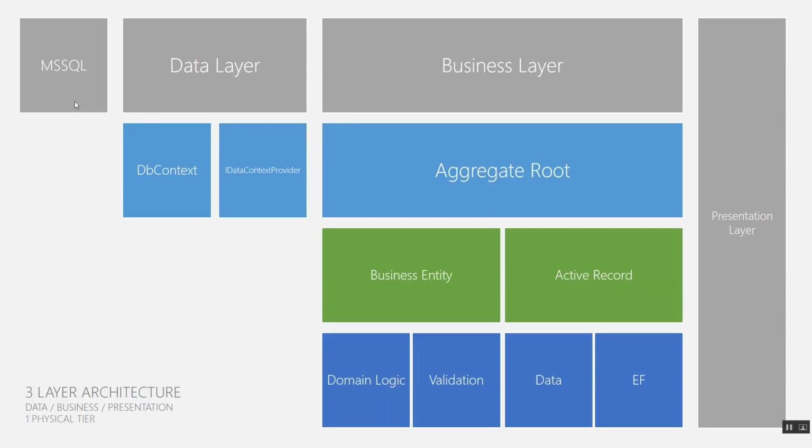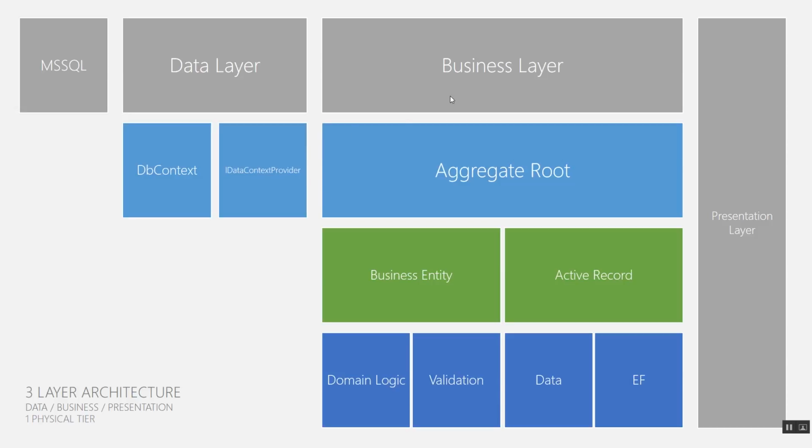This is the architecture diagram I threw together. We're going to have a SQL Server database as our storage provider. We're going to have a data layer on top of that, with Entity Framework Core, so our typical DB context. We're going to have a data context provider, and we'll get to that once we look at code and show you why that's important for this design.